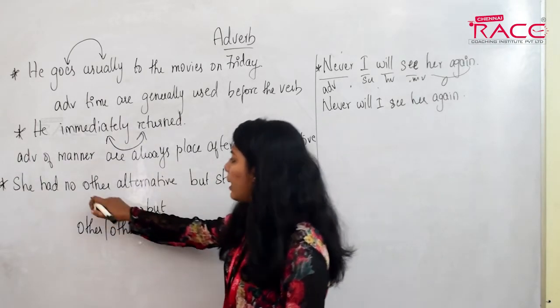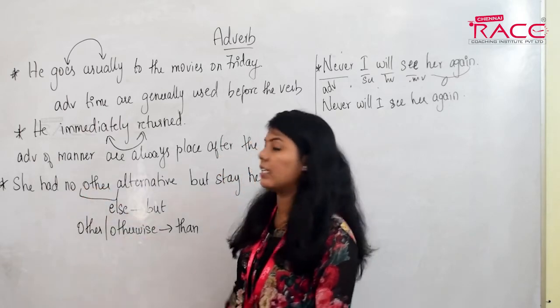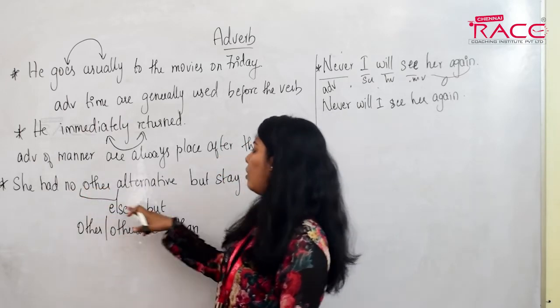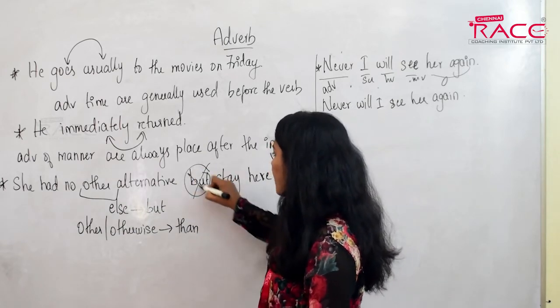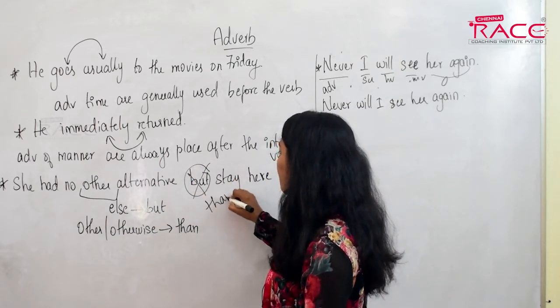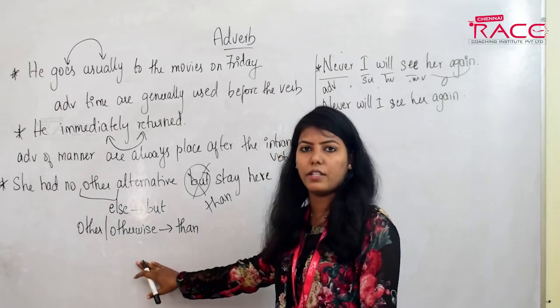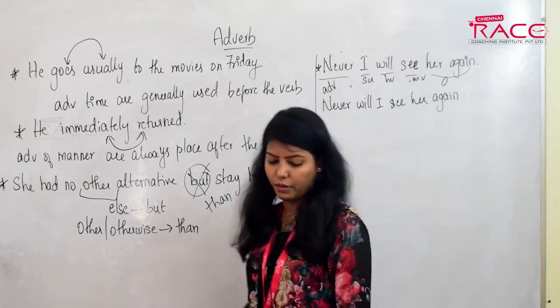Okay, so here we have she had no other alternative. Okay, so she had no other alternative but stay here. So here but is wrong, it must be replaced by than. Okay, it must be replaced by than, because we told no other or otherwise should be followed by than. Okay, next one.